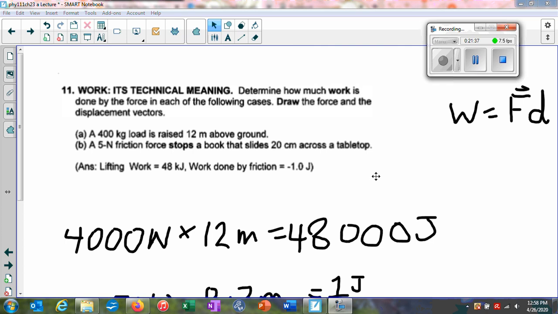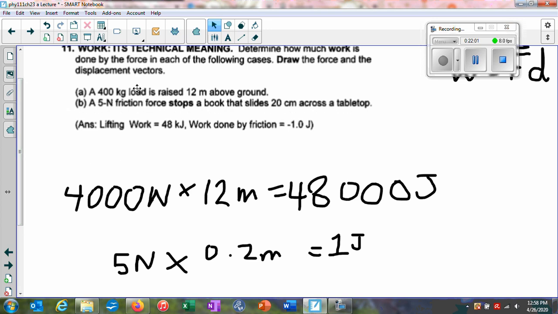All right, here we are looking at work. I want to determine how much work is done in these scenarios. I have a 400 kilogram load, and it's being raised 12 meters above the ground. I know that work is equal to force times distance. Of course, force is a vector. Work is equal to force times distance, meaning work is also a vector quantity.